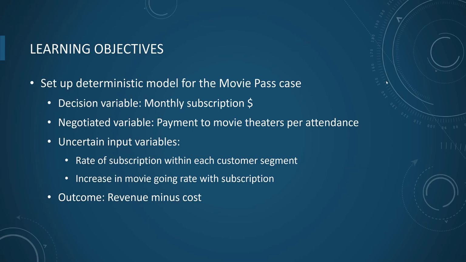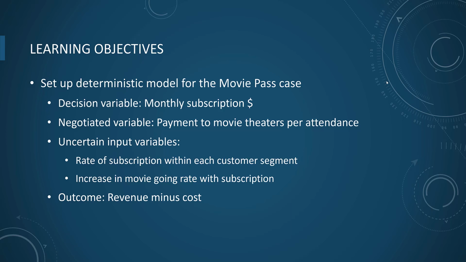So, the overview and learning objectives of this chapter. We're going to look at two cases. The first case is a movie pass case, where we're going to set up a deterministic model. Let me give a brief outlook, and we will get into more detail when we actually start the lesson.